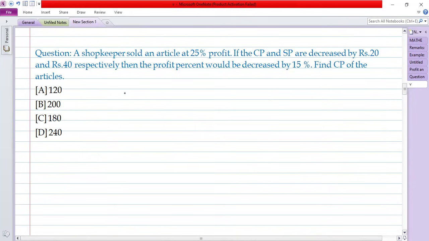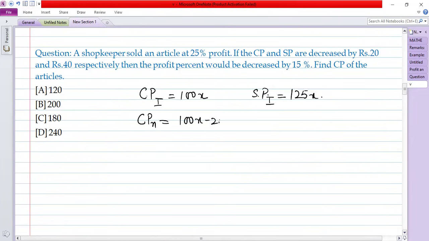So here, once again, let the initial cost price be 100x. The initial selling price will be 125x. And what will be the new cost price? It will be 100x minus 20. What will be the new selling price?